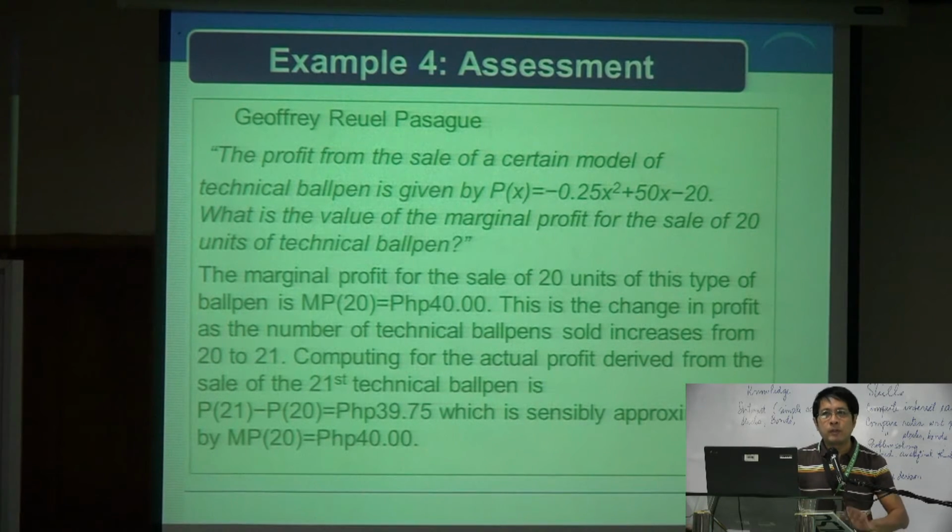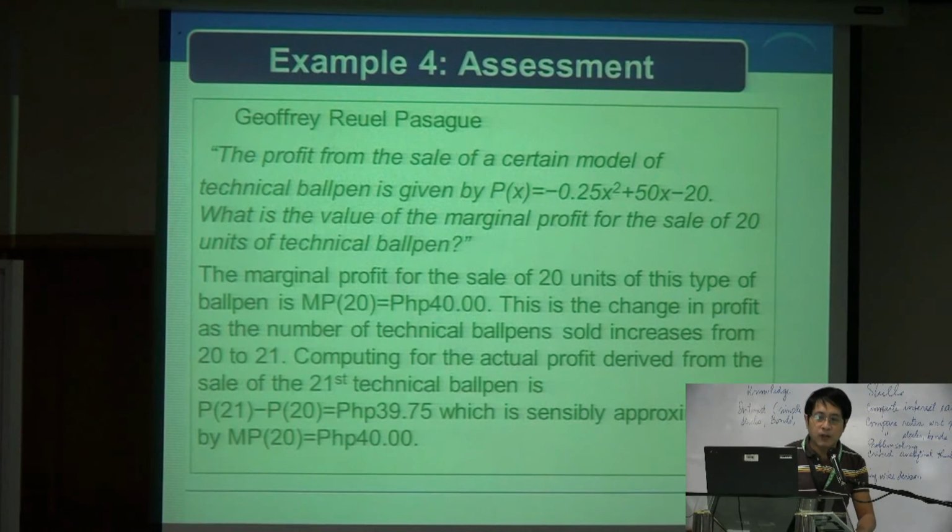So these students are supposed to be a block of interior designers. So this was the posed problem, and in the context of marginal analysis, the sale of 20 units of this type of pen is worth 40 pesos, and this could be interpreted as a change in profit as the number of technical pens would increase from 20 to 21, and computing the actual profit derived from the sale of the 21st technical pen, the result is 39.75, which is reasonably approximated by the marginal profit derived from the sale of 20 items, which is 40 pesos.